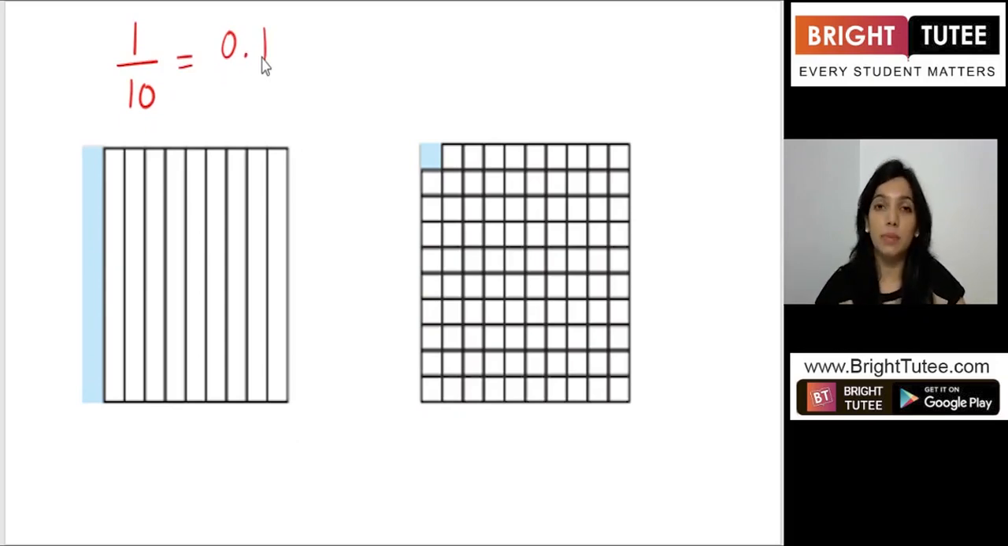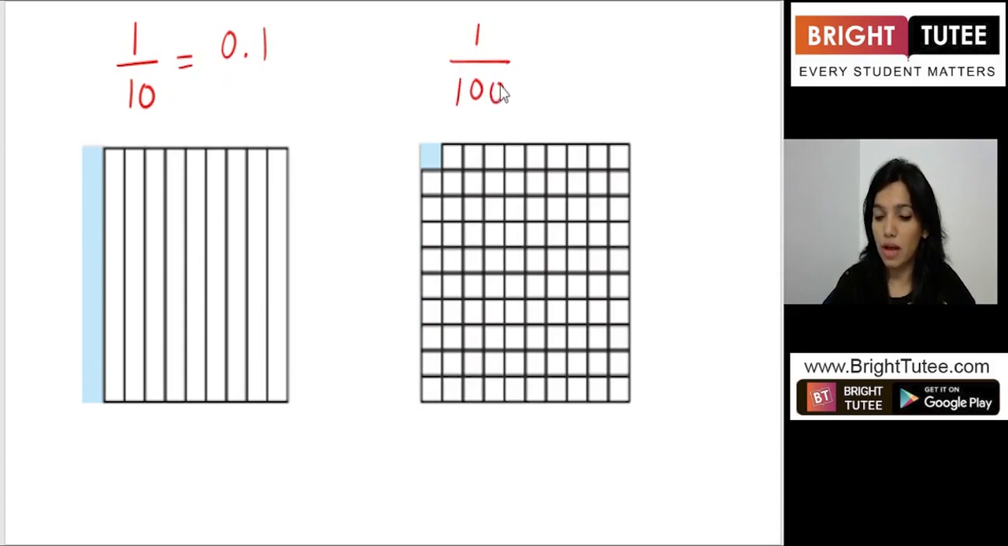Now look at the second image. How many divisions do you see? It is a total of 100 divisions. And out of 100 divisions, how many do you see shaded? Just 1. So this is 1 over 100. And how do we write this 1 over 100 in decimal? It is 0.01 because 1 needs to sit on the hundredths place, right?